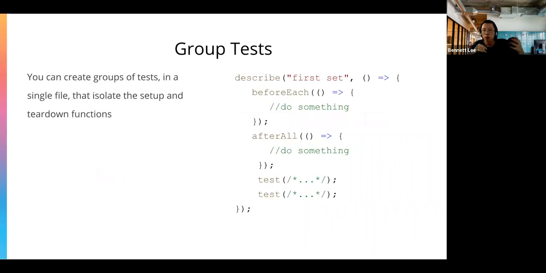So here's an example of just grouping tests in a test suite. You can have a describe block that describes all your tests, and you can actually put beforeEach inside of this describe block so that before each test is executed, it runs beforeEach. And then there's afterAll, which after all the tests are executed, it would execute afterAll.